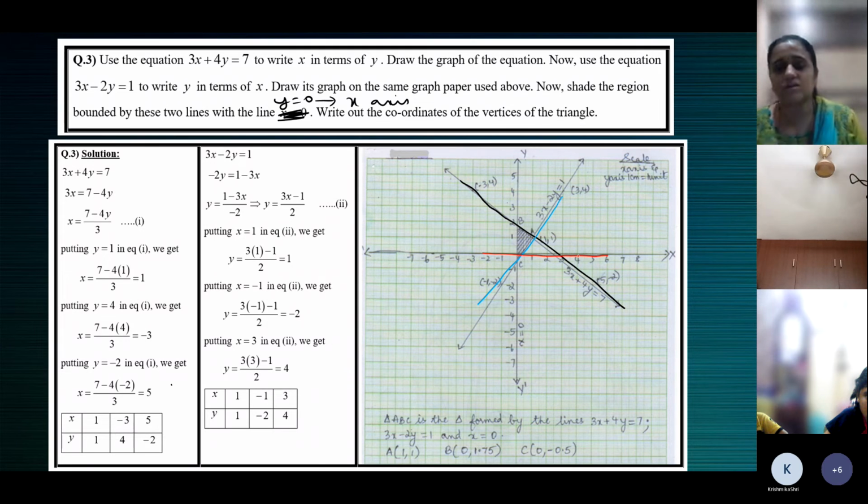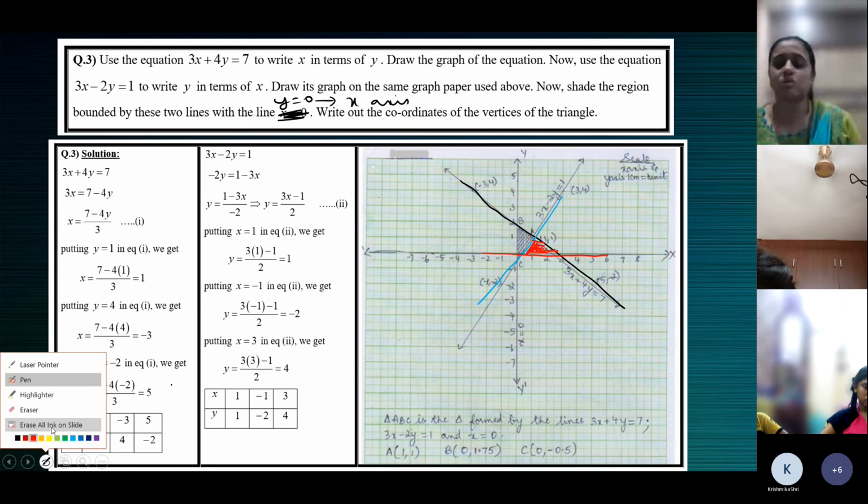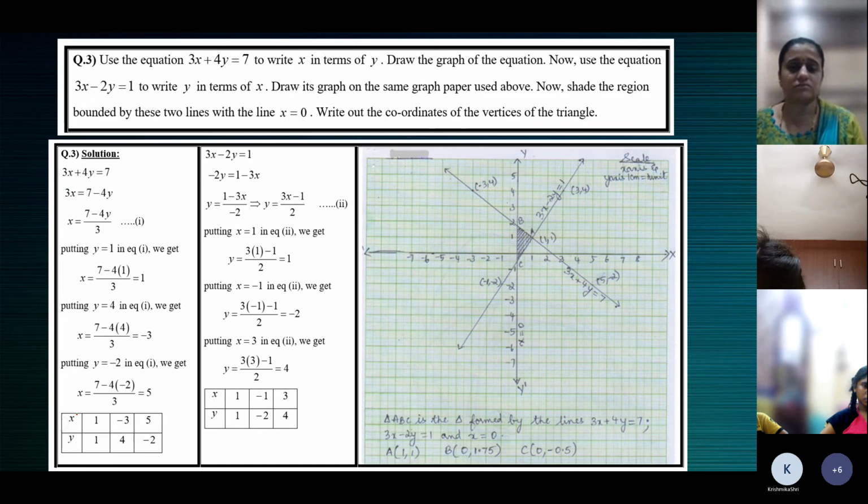So you can see here, this is the triangle. This is the triangle bounded by the two lines and the x-axis. Bounded meaning enclosed, enclosed by the two lines and the x-axis, that is y is equal to 0. So the question can be: shade the region bounded by the two lines with x is equal to 0 or y is equal to 0. X is equal to 0 is the y-axis. Y is equal to 0 is the x-axis.